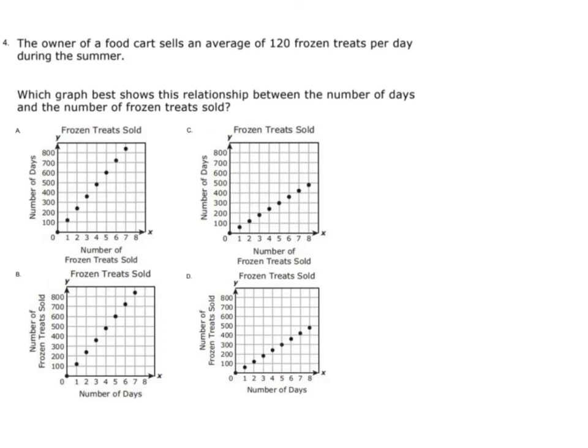So here it says the owner of a food cart sells an average of 120 frozen treats per day during the summer. Which graph best shows this relationship between the number of days and the number of frozen treats?